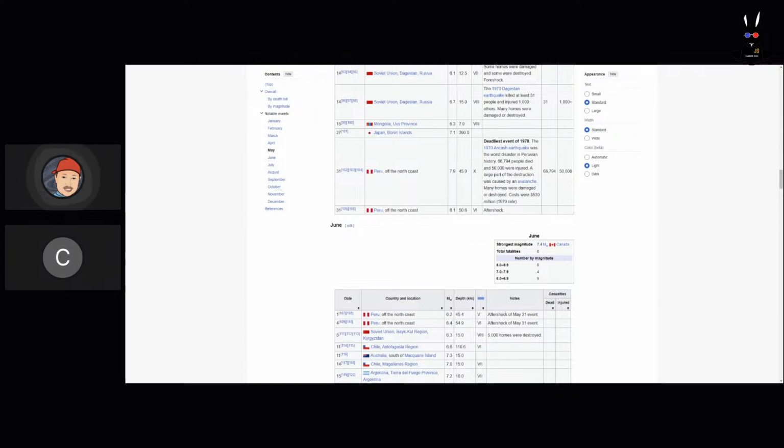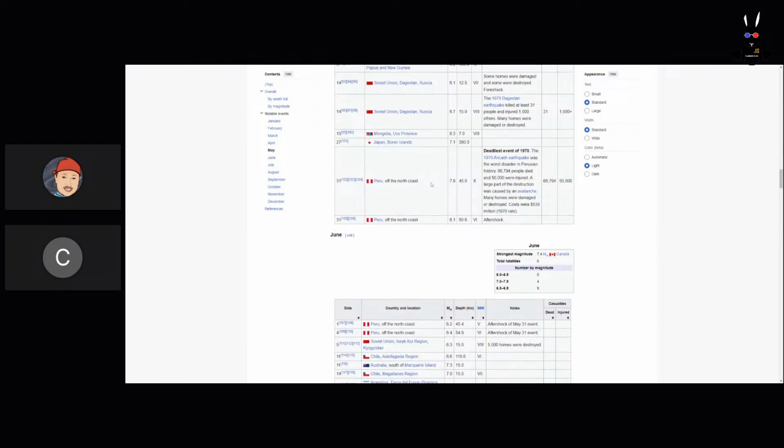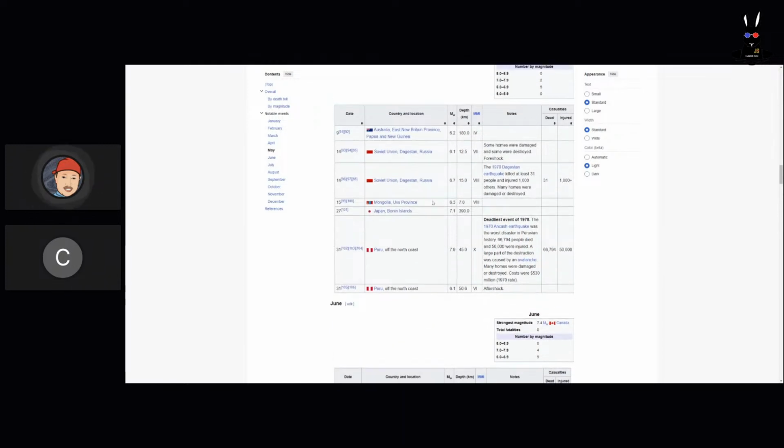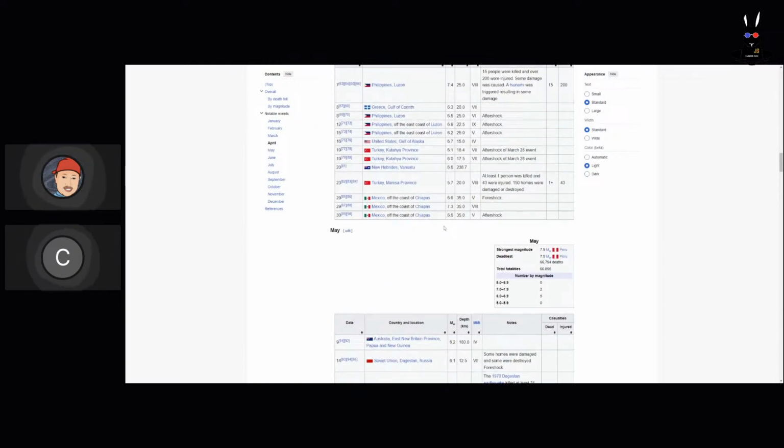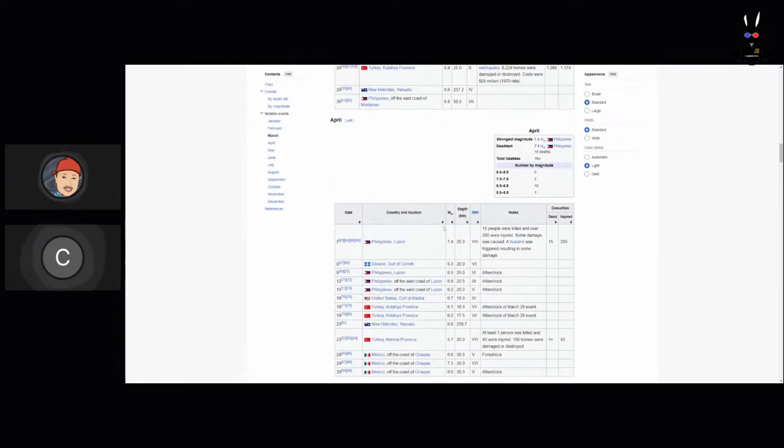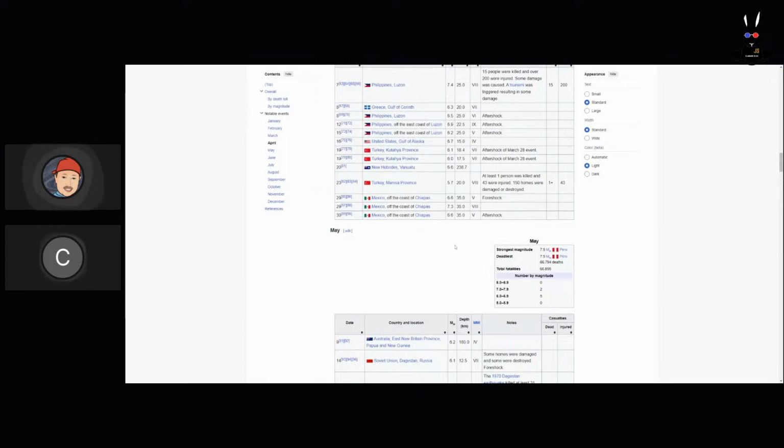The worst disaster in history. 66,000 people died on that Peruvian quake. Yeah, so whenever there's a bigger quake, oh, all right. So get this. California, South America's always going. In April, Mexico, Chiapas, 6.6, 7.3, 6.6. And the Gulf of Alaska had a 6.7.